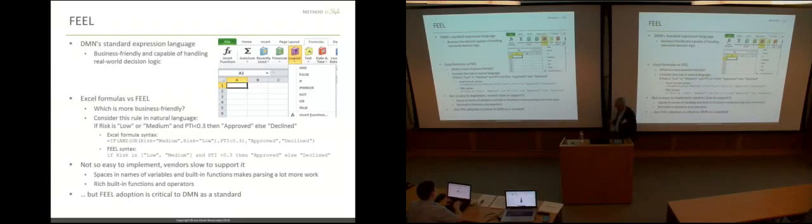So here, consider this rule in natural language. If risk is low or medium and payment to income ratio PTI is less than 0.3, then approved, else declined. Any business user would know what that meant. So here it is in Excel. Equals if parenthesis and parenthesis or parenthesis risk equals medium, comma, risk equals low, parenthesis, comma. You see it? Here it is in FEEL. If risk in the list low, medium, and PTI less than 0.3, then approved, else declined. It's almost the same as the natural language.